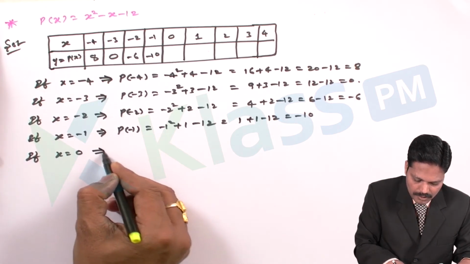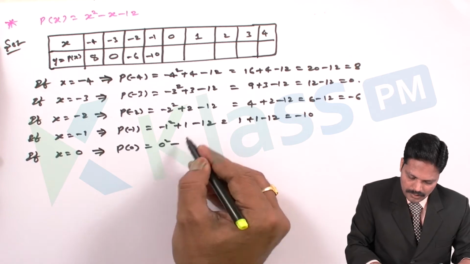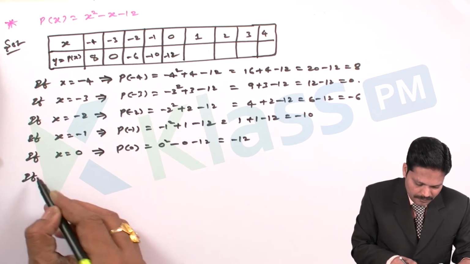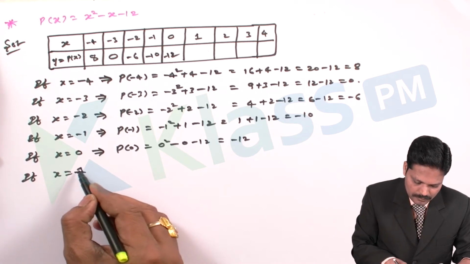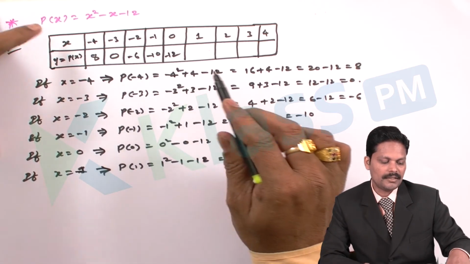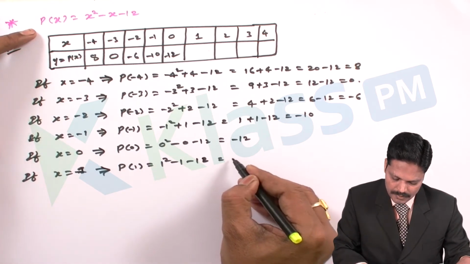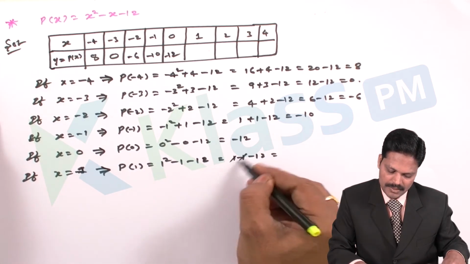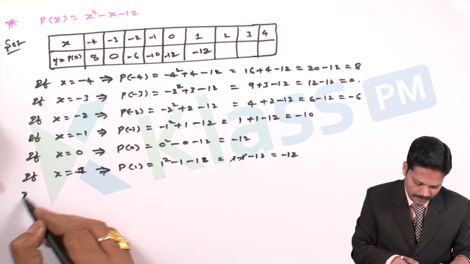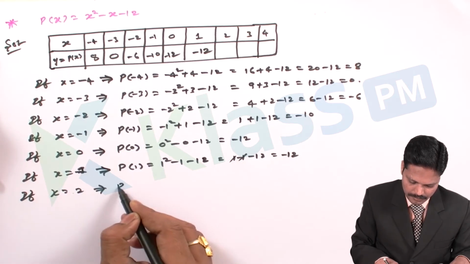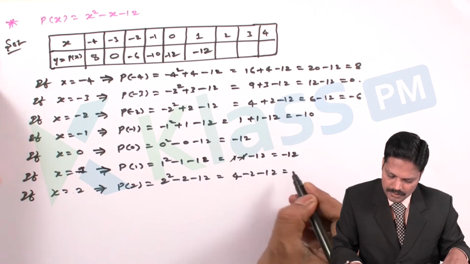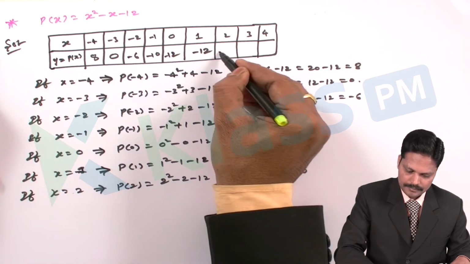And if x is equal to 0, what will we get? P of 0 is equal to 0 square minus 0 minus 12, the value is -12. We should take -12. And if x is equal to 1, the value will change here: 1 square minus 1 minus 12. So I'm substituting those values in the given polynomial. So 1 minus 1 minus 12 is equal to, we are having plus and minus cancelled, -12 again we are having, so I'm taking -12. And if x is equal to 2, then p of 2 is equal to 2 square minus 2 minus 12, 4 minus 2 minus 12 is equal to, we are having -10.